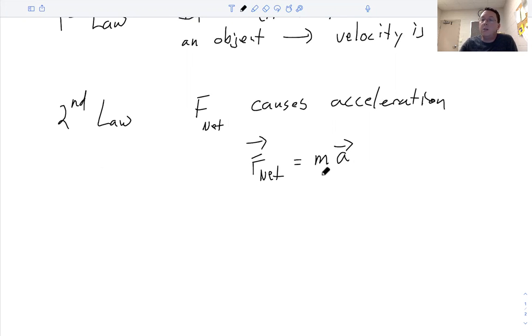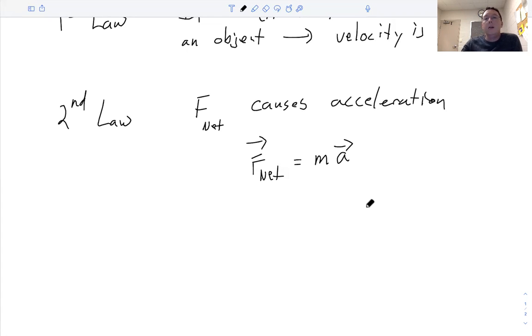Mass, otherwise known as inertia, measures the resistance to motion that an object has. So take two objects, apply the same force to them. The bigger the mass, the smaller the acceleration. The bigger mass object resists accelerating more.